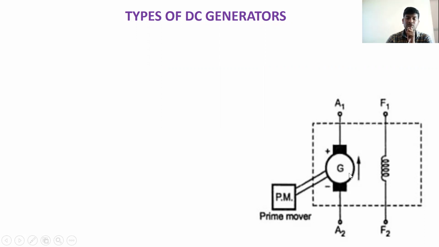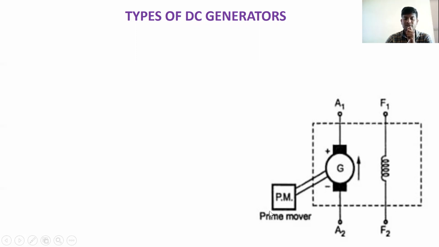The G is denoted by a letter, that is a generator, and the arrow indicates the direction in which we have the induced EMF, that is E. A1, A2 terminals are the armature terminals, and F1, F2 terminals are the field terminals. Here PM is nothing but the prime mover.